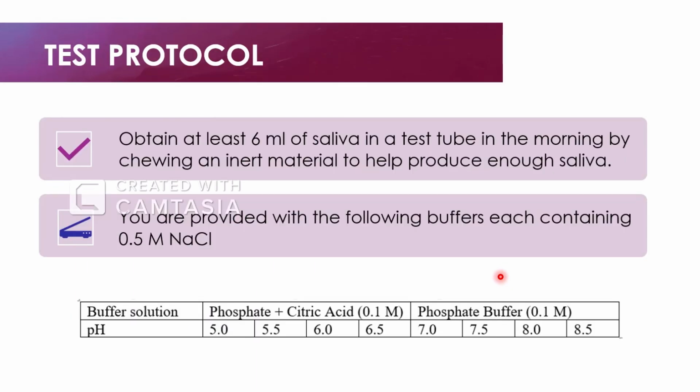Before we start, one thing we have to note is that we are to obtain at least 6 ml of saliva in a test tube in the morning by chewing an inert material to help produce enough saliva. You are also provided with the following buffers, each containing 0.5 molar sodium chloride. The importance of the 0.5 molar sodium chloride is to act as an activator.